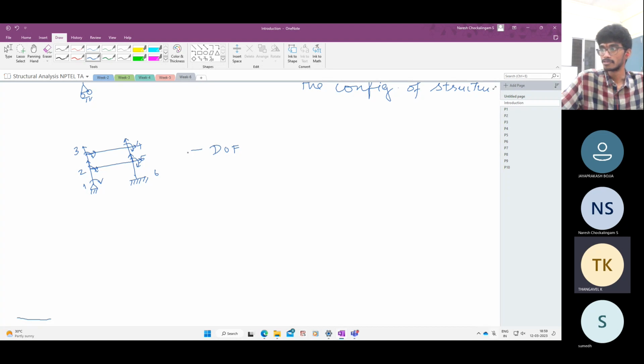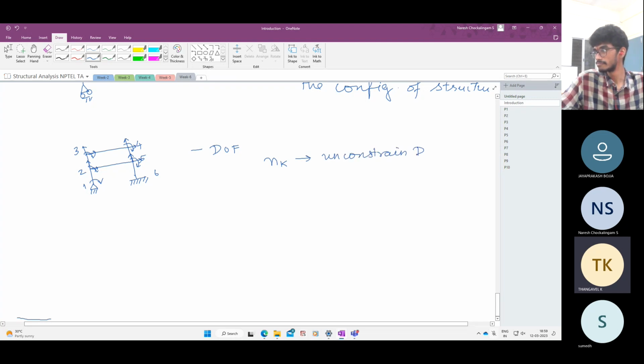So if we have nk unconstrained degrees of freedom, that is, I can specify nk of them without violating the compatibility conditions.